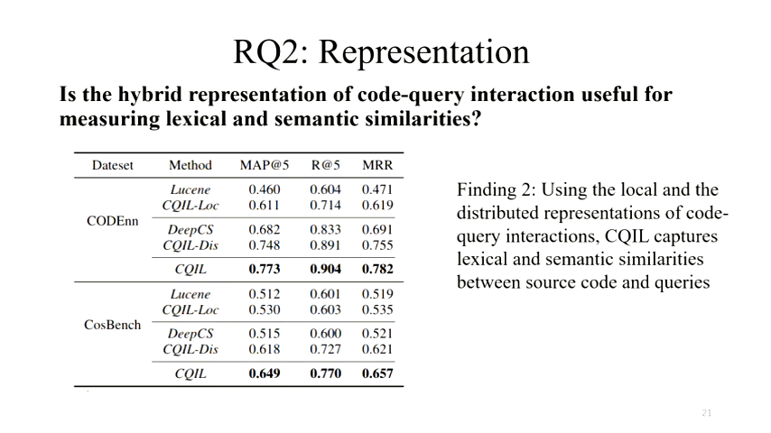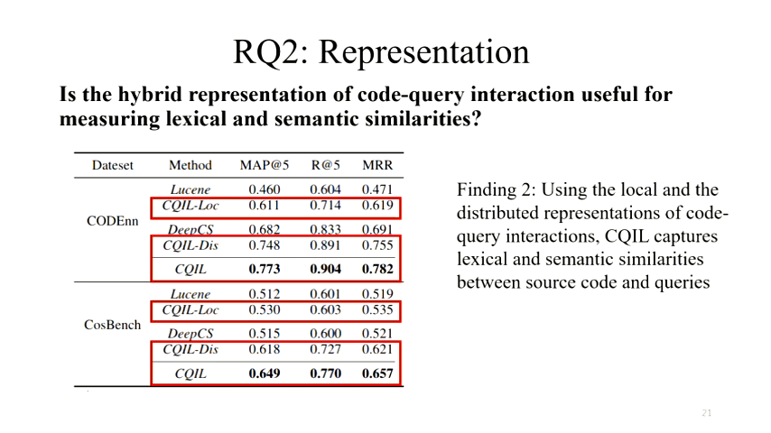The second research question: is the hybrid representation of code query interaction useful for matching lexical and semantic similarities? From the table, we can find that, compared with Lucene, COIL improves the result of MAP top 5 value by 15% on CodeNN. It also performed better than Lucene on CoSBench. COIL outperforms DeepCS by 5.8% and 12% on success rate top 5 on the two datasets.